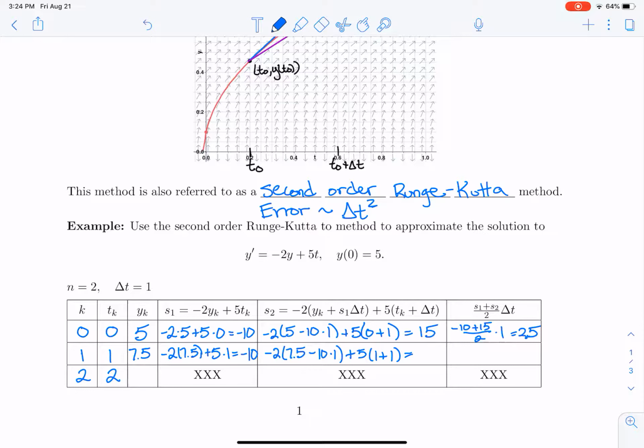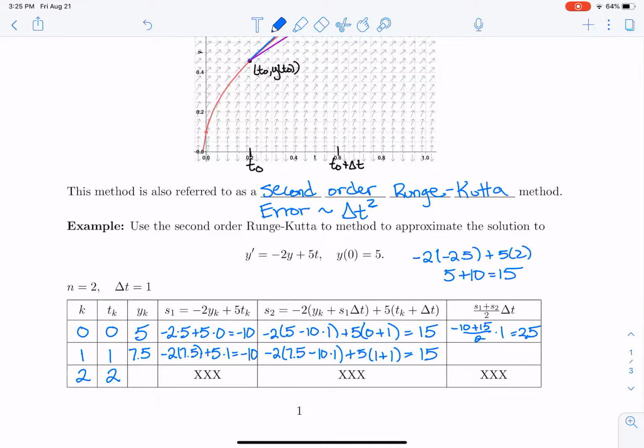So let's see, I'm going to do a side computation here. So negative 2 times 7.5 minus 10. So that's times a negative 2.5, plus 5 times 2. So that's going to be negative 5. Oh, it's actually going to be positive 5 plus 10 is going to give you 15.